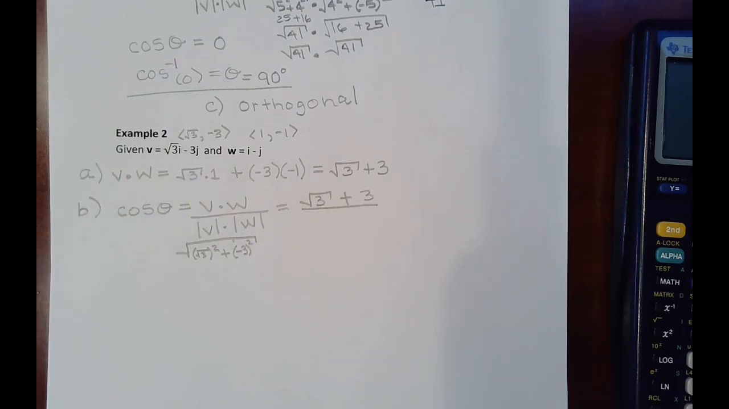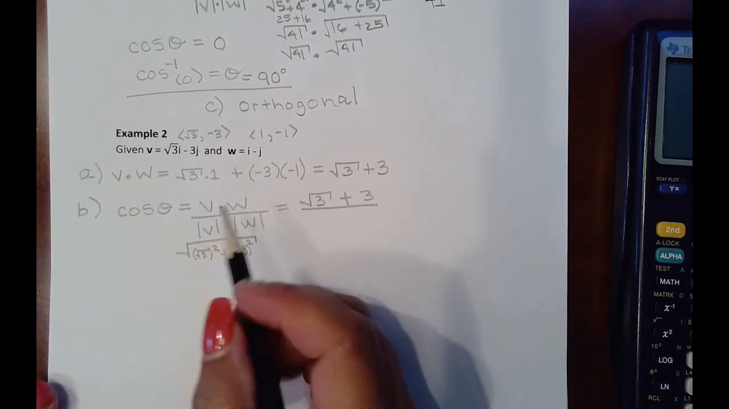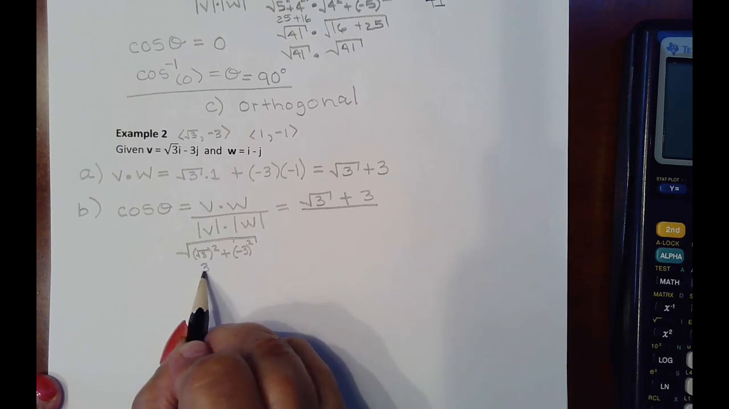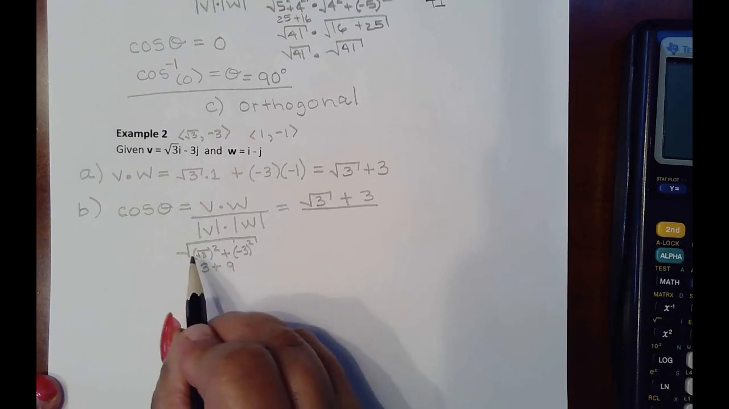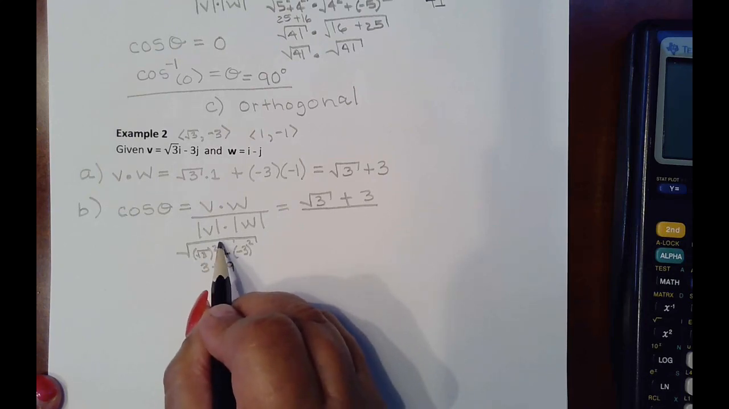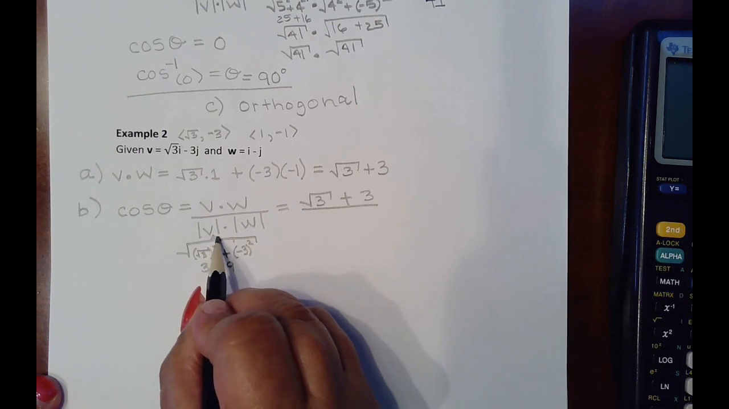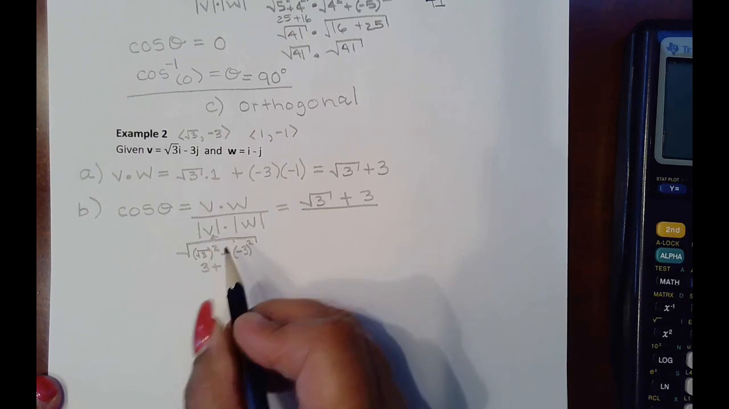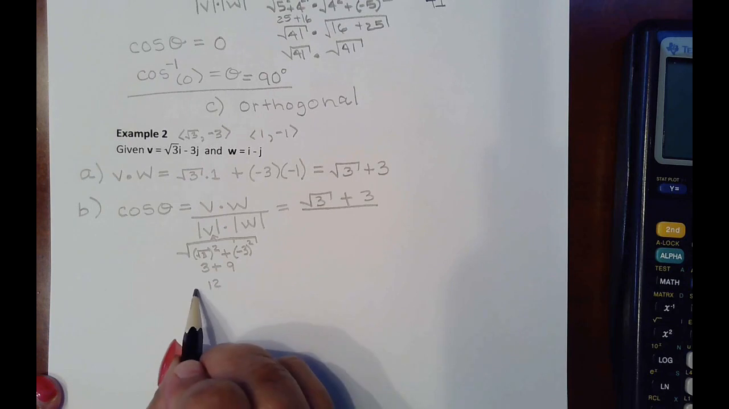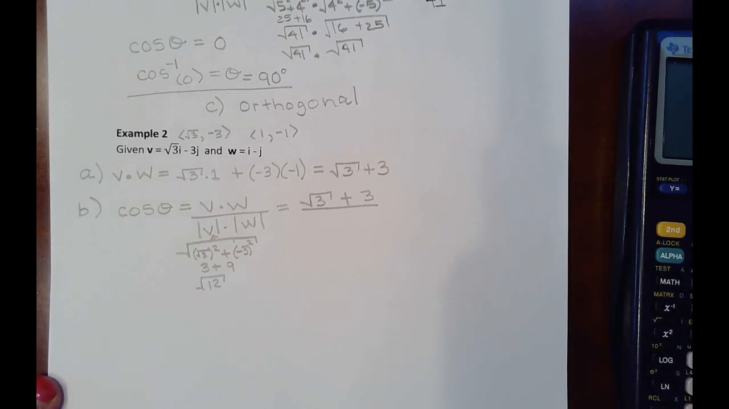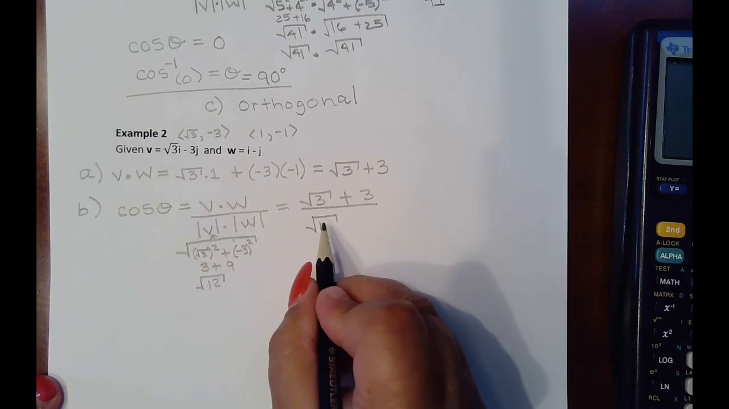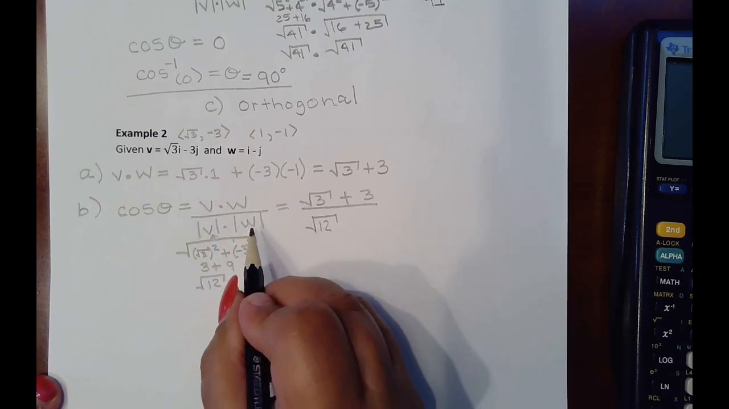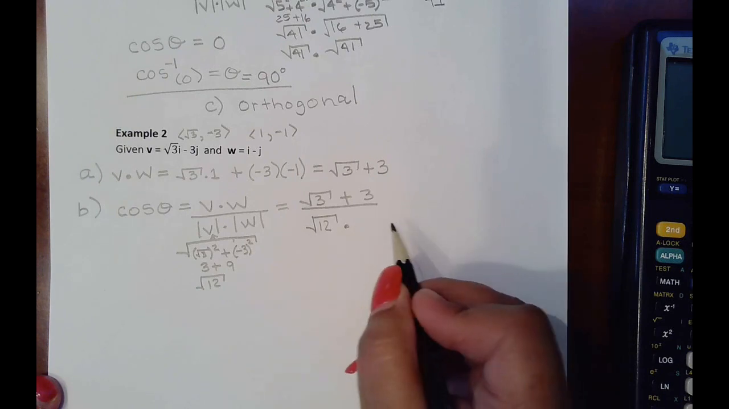When we square each of these, this would be 3, and negative 3 squared would be 9. So underneath this first radical, signifying the magnitude of V, which is what I'm carrying out right now, I would get a 12 underneath the square root. So that represents the magnitude of V. Now I have to do the magnitude of W, and I have to multiply these together.